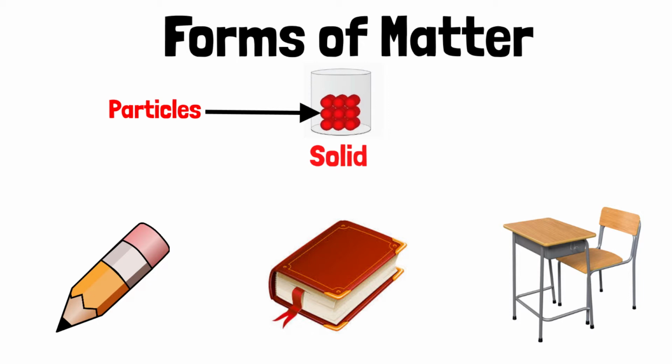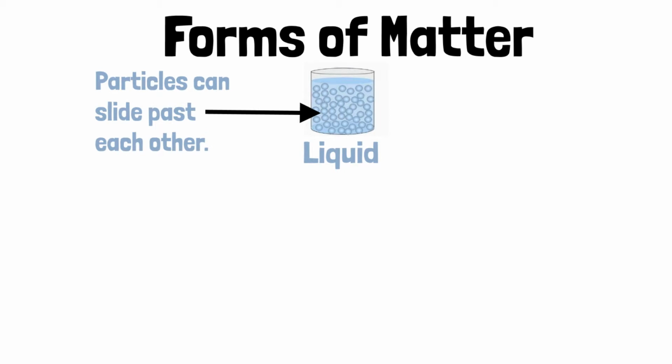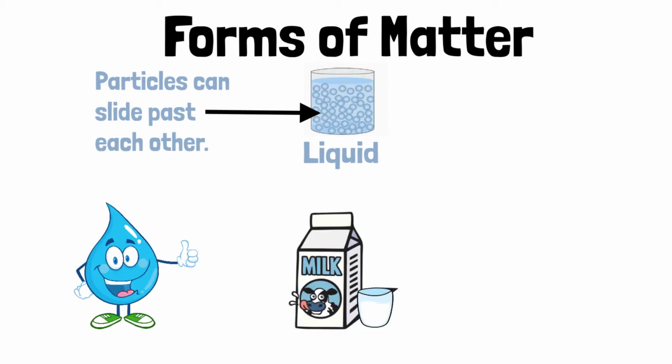Another form of matter is a liquid. The particles in a liquid have just enough energy to slide past each other, but not quite enough energy to escape. Therefore, liquids such as water, milk, and syrup can easily change their shape, but the amount of space they take up does not change.